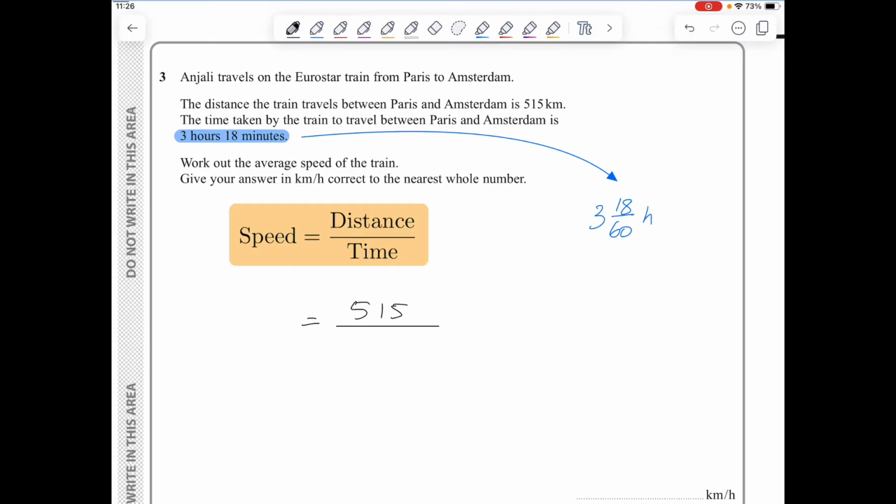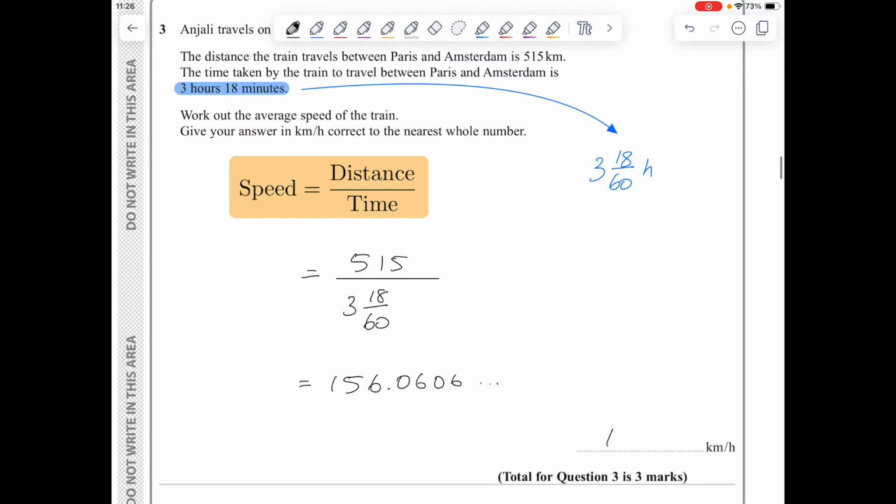You can put this in the denominator, and there is a mixed fraction button on the calculator which you can use. If you do that, you're going to get 156.0606 and so on. You need to give this to the nearest whole number, so the answer is 156 kilometers per hour.